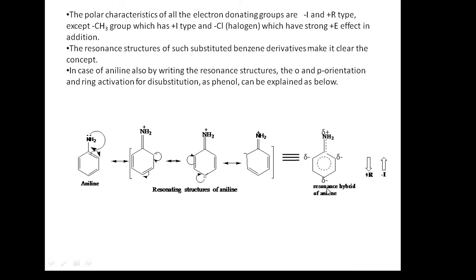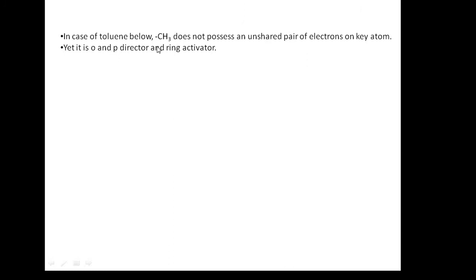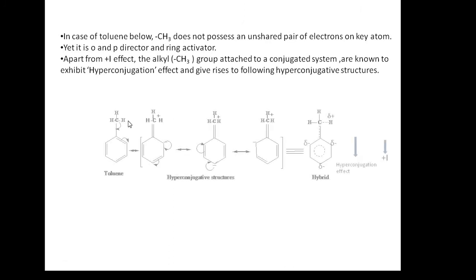para positions to give the ortho and para substituted compounds. But in the case of toluene, the methyl group present on the benzene ring does not have any lone pair of electrons on the key atom, that is the carbon atom. We know that carbon atom does not have any lone pair of electrons, yet it is an ortho-para director and also a ring activator. That can be explained by another type of electronic effect, that is the hyperconjugation effect.